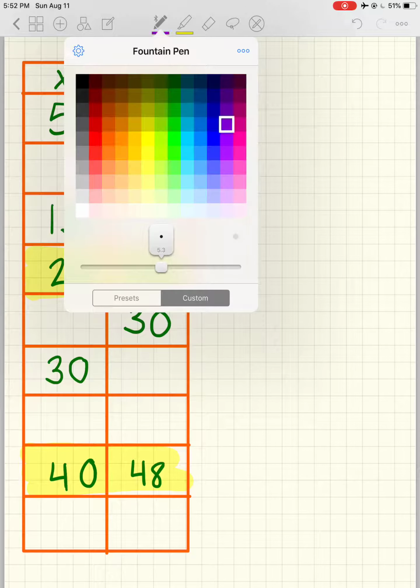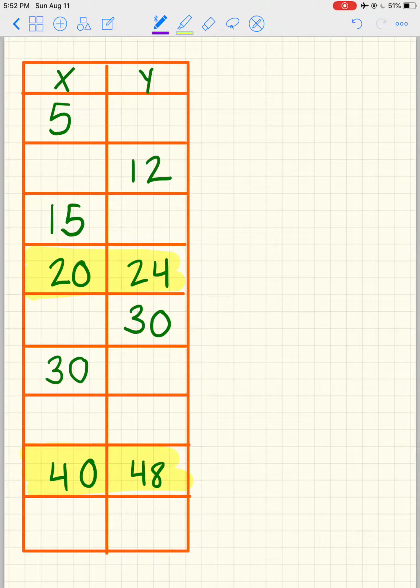I'm going to change the color of my pen real quick. Let's look at the left side first, those x values. I see a 5, then a blank, a 15, a 20, a blank, a 30, a blank, a 40, a blank. So we have to figure out what goes in those blanks. What I want to do first is look at this 15 and this 20, which are right next to each other. That is where I'm going to look to find my pattern, because I know the 15 and the 20 are already correct. That sets me up with a pattern that I'm going to use to fill in the rest of the empty boxes.